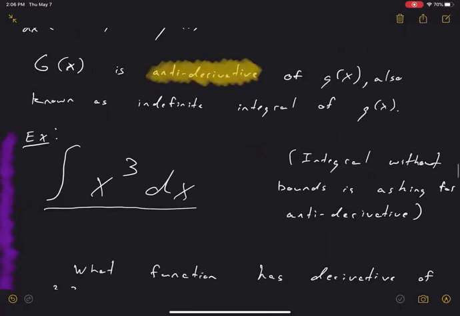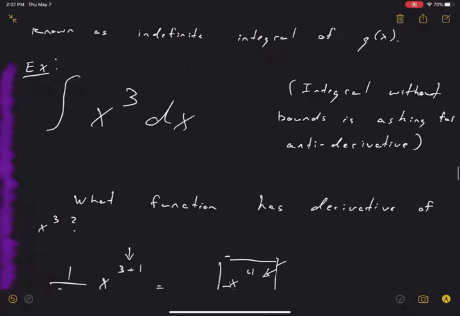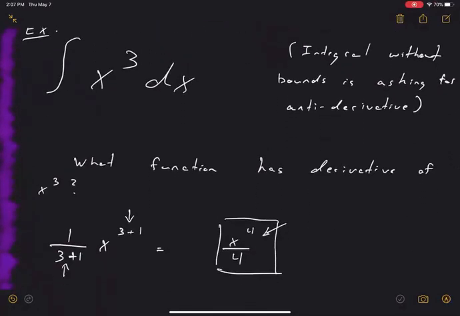So how can I find that? It's basically just the opposite of taking the derivative. So I ask myself, what function has a derivative of x cubed? How can I find that? Let's go to a separate page real quick. Let's say I had x to the n and I wanted to find the derivative of that. Okay, what would I do? I would multiply by n and then subtract 1 from the power, right?